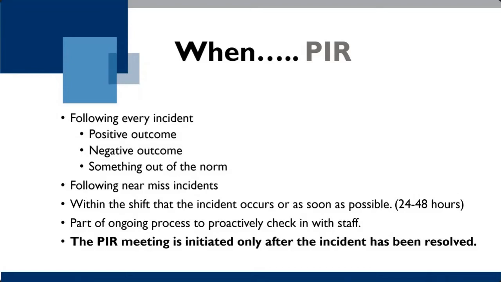Negative outcome, obviously, anytime that there's a negative outcome, we certainly want to do a post-incident review to determine what happened and how we can improve that and minimize the potential of it happening again. And then something out of the norm, I guess anything that is just not normal. Something happened, well, that's weird. That doesn't happen before. Or, what the heck was that? Something out of the norm, that's when you want to sit down and say, hey, maybe we need to do a post-incident review, discuss it, determine what happened, and see what we can do to prevent that from happening again.